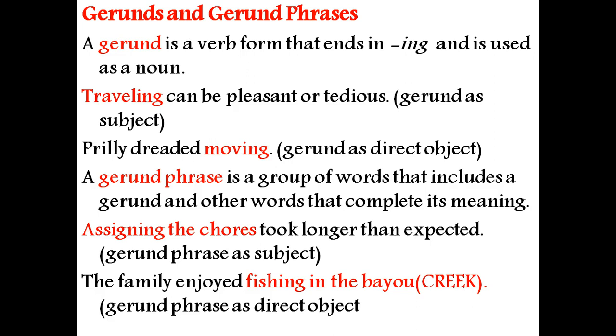A gerund is a verb form that ends in ing and is used as a noun. Example: traveling can be pleasant or tedious. So, gerund as subject. Traveling here is a gerund which ends with ing and it functions in this sentence as a noun.